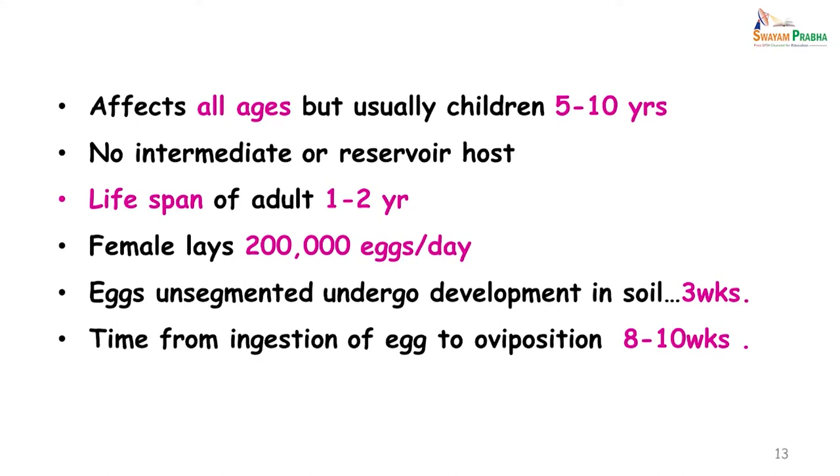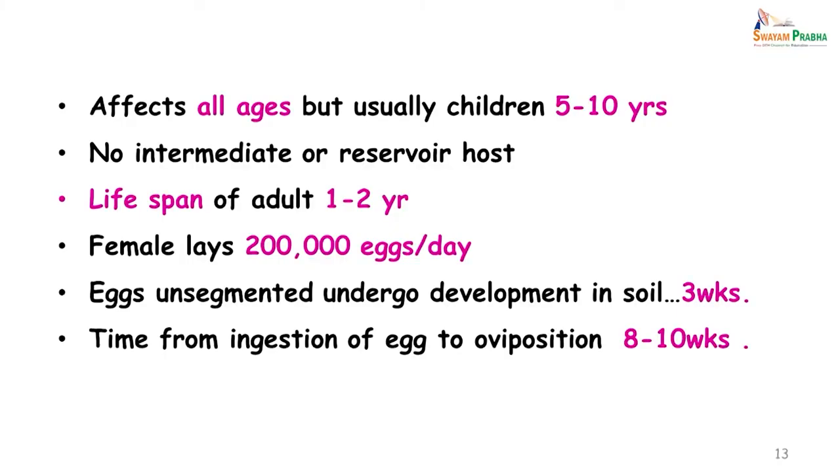So, ascariasis, the disease, affects all ages, usually children 5 to 10 years of age. There is no intermediate or reservoir host. The lifespan of the adult is 1 to 2 years. The female lays about 2 lakh eggs per day. The unsegmented eggs undergo development in the soil for up to 3 weeks, after which they are infective. And the time from ingestion of the egg to oviposition is 8 to 10 weeks.